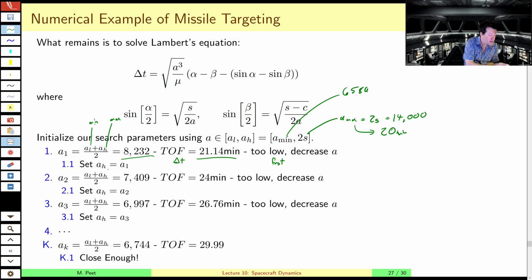So we reset our max to be this number A1, and we recalculate. The next iteration gives an A of 7,400. Again, too fast. Okay, so we have a new value of our A max, right? It's now our max. It goes down there, that goes down there. The min hasn't changed yet, so we're still there.